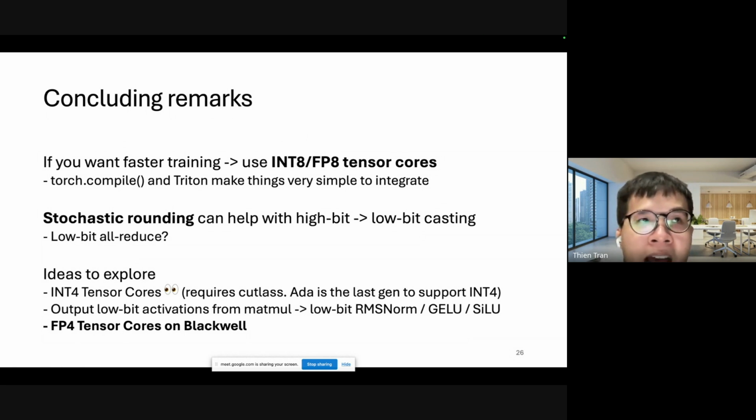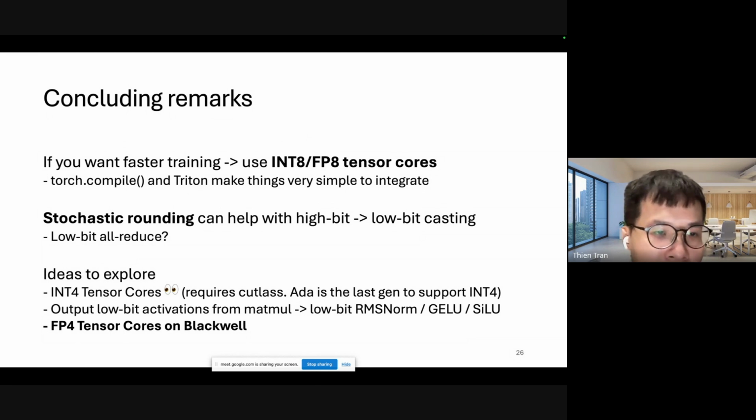Many of the things that I have shown earlier are mostly done by Torch compile, and in very rare cases I need to write a Triton kernel. For example, I only need to write a Triton kernel for the scaled matrix multiplication to do the fusion of the scaling in the matmul epilogue. But otherwise, most of the stuff will be handled by Torch compile, and it gives you a very pleasant experience.